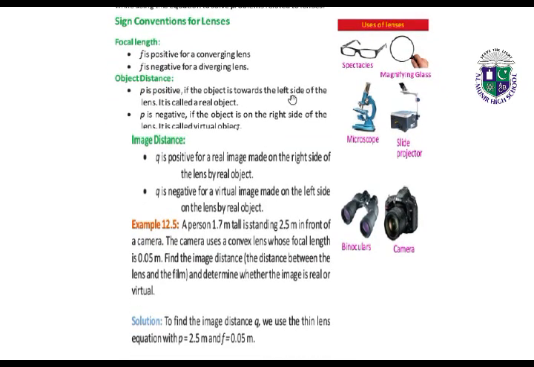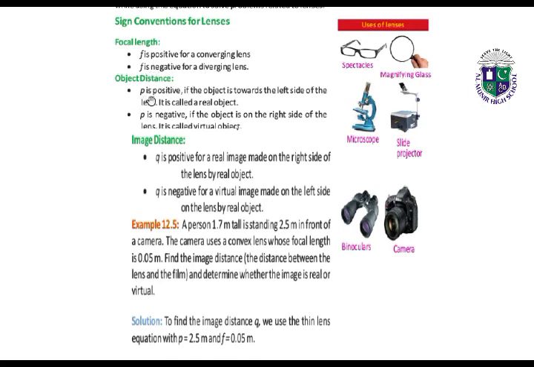Sign conventions for lenses. Focal length: f is positive for a converging lens, and f is negative for a diverging lens. So the value of f will be positive for the converging lens and negative for the diverging lens.